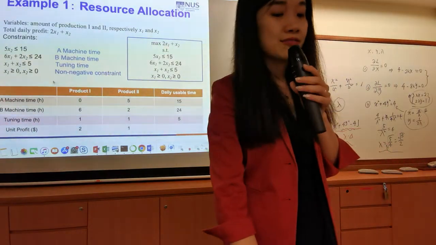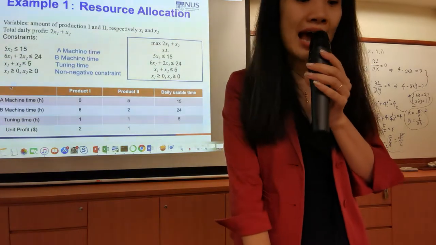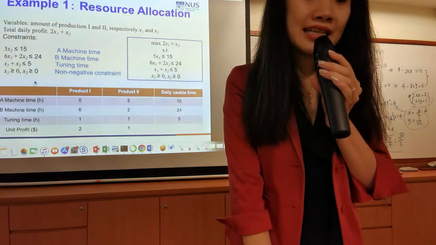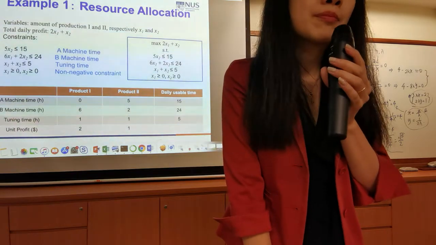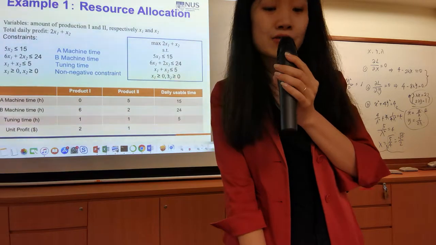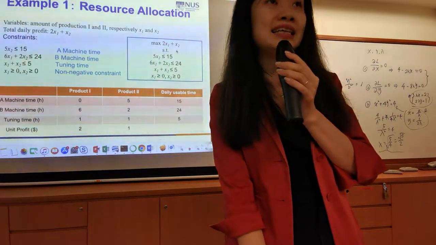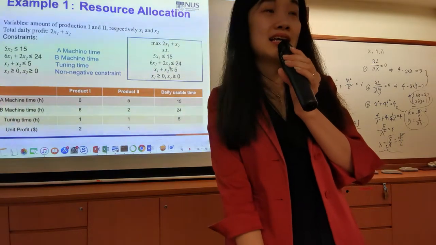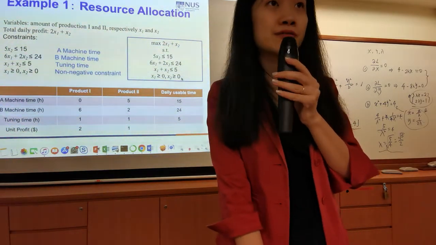And in the end, it's very important you remember to constrain your variables. Here, x1, x2 is the daily production. It must be 0 or positive, so it's a non-negative constraint. So in this way, you just write this formulation in this very neat linear format. And using this format, you will be easily able to solve for results.